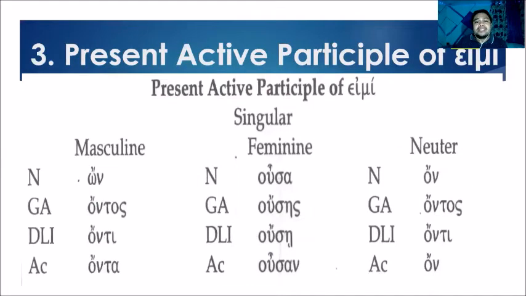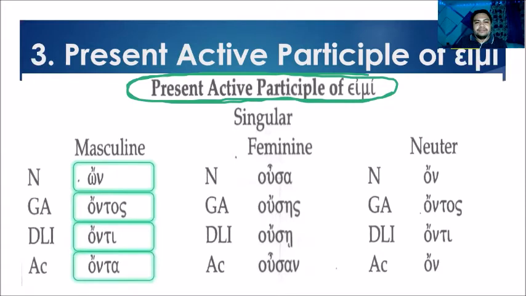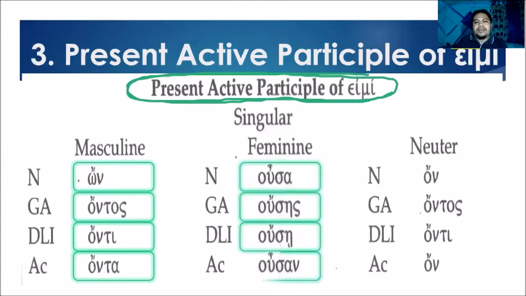Let's try the present active participle of eimi. What is eimi again? Eimi is the verb to be. So in the masculine, nominative, it is on. And in GA, it is ontos. DLI onti. Accusative is onta. Feminine is ousa. GA, ouses. DLI ouse. And accusative ousan.